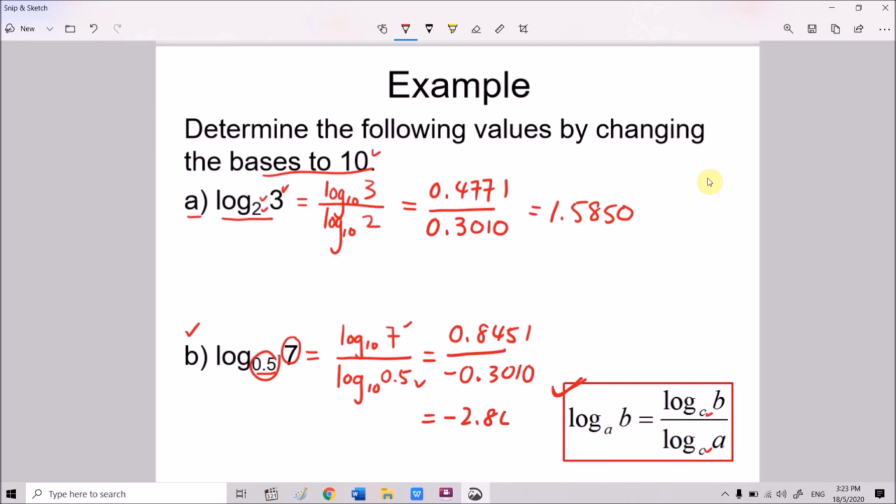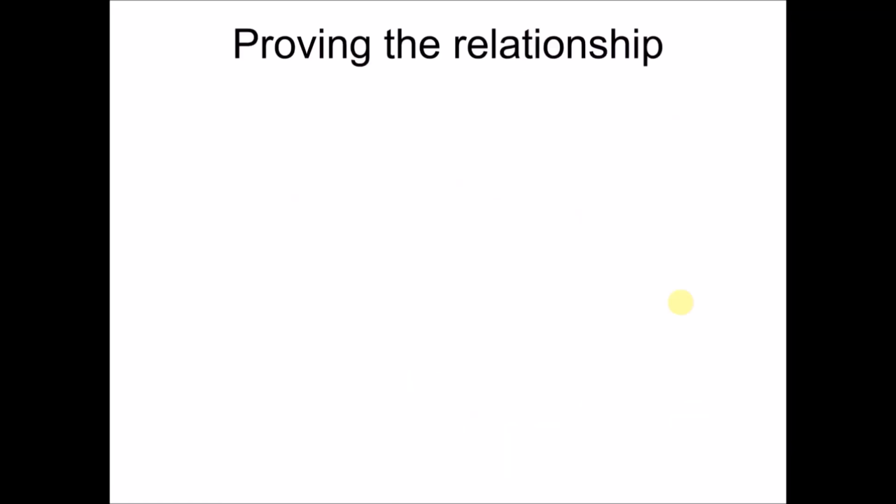negative 2.8076. That's it. So now you can see that this formula is very important to help us to change the value of the base to another value that we want. So in this case, we will change it to base 10 so that we can use a calculator to find the values. So now we haven't proved the relationship from the new formula.